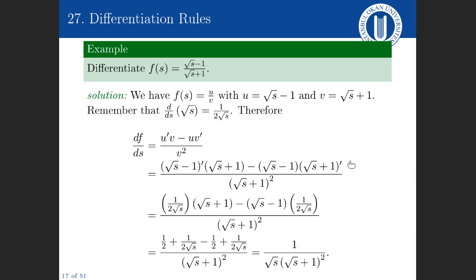Another example of a function divided by a function. Differentiate the square root of s minus 1 divided by the square root of s plus 1. Again, we have function divided by function. Now, the function on the top is the square root of s minus 1, and the function on the bottom is the square root of s plus 1. And I'm going to remind you of a formula from earlier in today's lesson. Earlier today, we saw that the derivative of the square root of s is 1 divided by 2 square root of s.